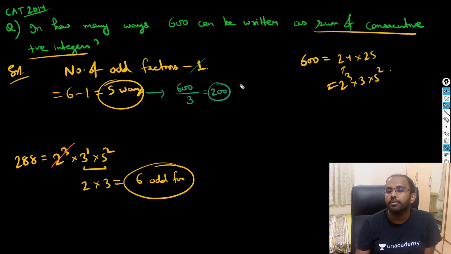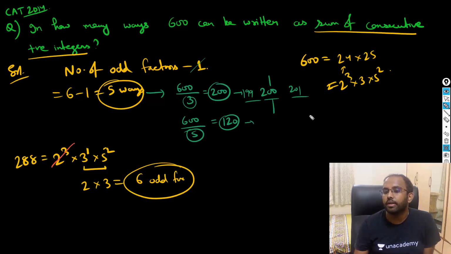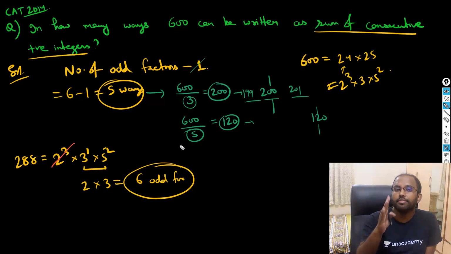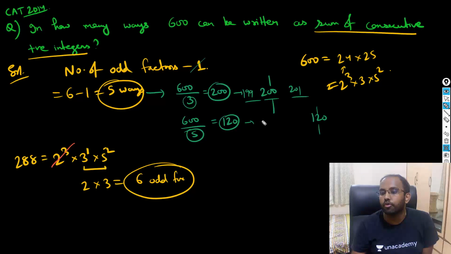And then you can just write 200 in between, and you can take a sum of 3 integers, like 199, 200 and 201. This sum is 600, correct? Then we have 600 by 5 here, that is 120. So we just put 120 in between, and the 5 integers you need to write in a symmetrical way. So 2 integers before this, 118 and 119, and 2 after this, 121, 122. Again you will see the sum is 600, like that.